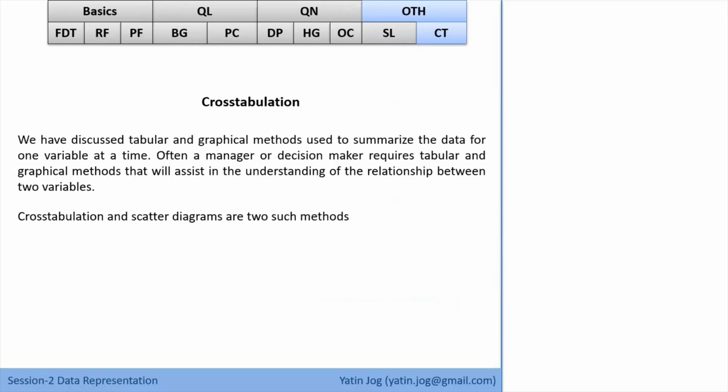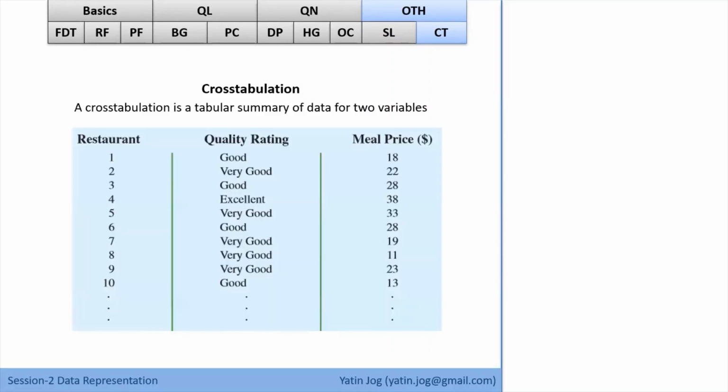So if we have to represent two variables at a time, then there is a tabular method and there is a graphical method for that. To represent the association or the relationship between two variables, we have cross tabulation, which is a tabular method, and scatter diagram, which is a graphical method. So first we'll look at the cross tabulation method. Suppose I have this data. I guess this PDF also has been shared with you yesterday about cross tabulation and scatter diagram.